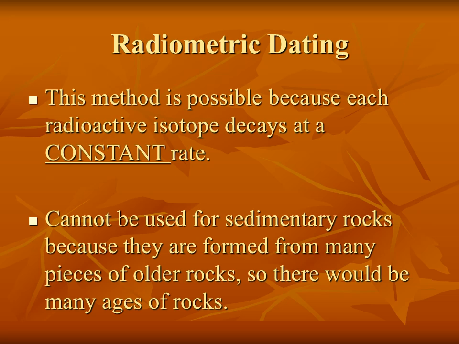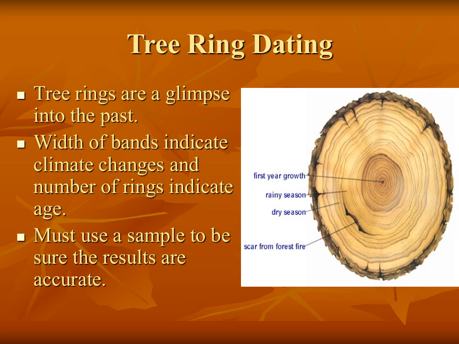You cannot use this method for sedimentary rocks because they are formed from so many different pieces of other rocks. And so there'd be so many different ages of rocks, and you wouldn't know which one it was. So that's why for sedimentary rocks, we use relative dating, being able to tell first, second, last, which is oldest, which is youngest, but not the actual age.